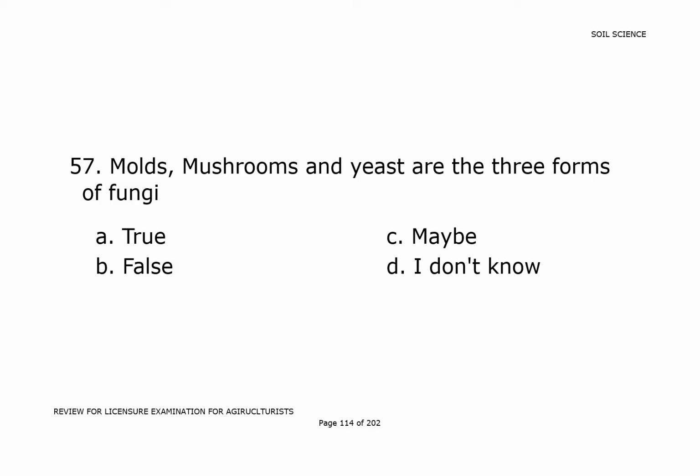The answer is true. Number 57. Molds, mushrooms, and yeast are three forms of fungi. A. True. B. False. C. Maybe. D. I don't know.